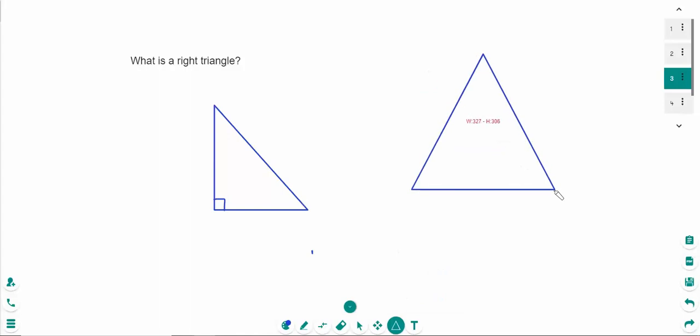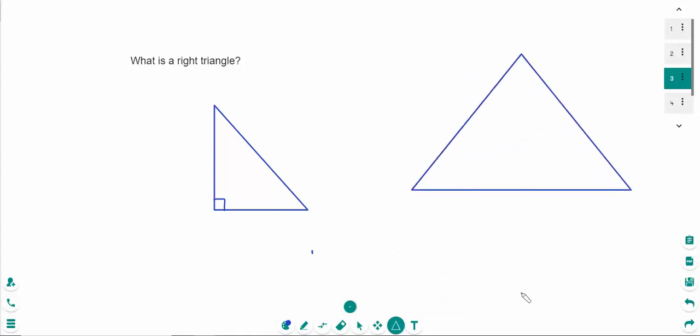So if I have this one, for example, this one is not a right triangle, because if you look at all the corners, this corner is not a 90 degree. This one's not a 90 degree, and this one is close, actually, now that I'm looking at it, but no, it's still not quite a 90 degree. So therefore, it's not a right triangle.